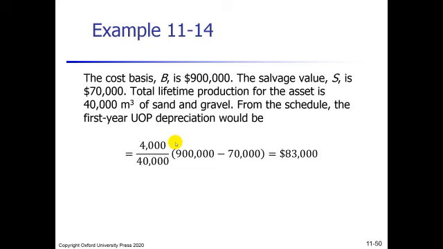And we look at the very first year, we only produced 4,000 out of the total 40,000 it's expected to be used for. So in this case, we get to depreciate 10% of the differential between the basis and the salvage. So the differential there was 830,000. We get to take off 10% of that. So we get an $83,000 deduction.